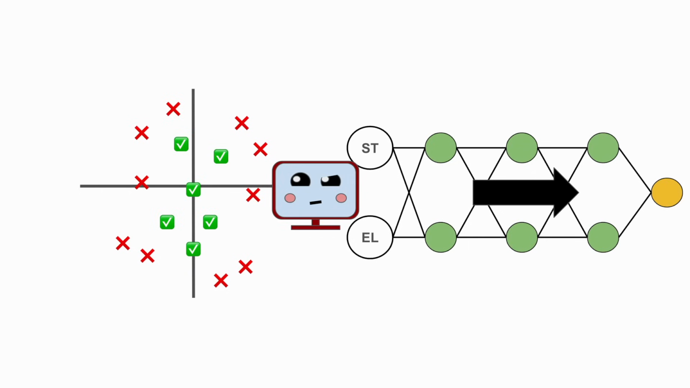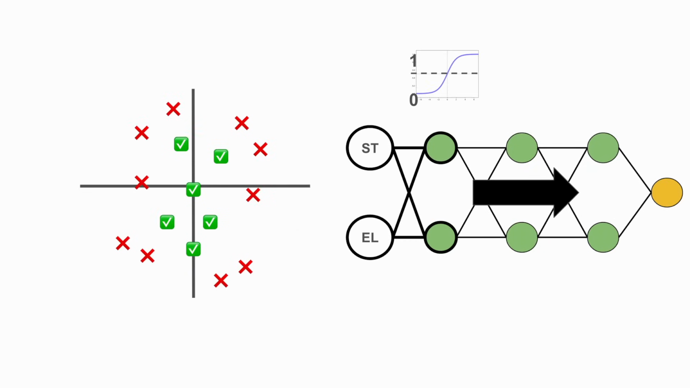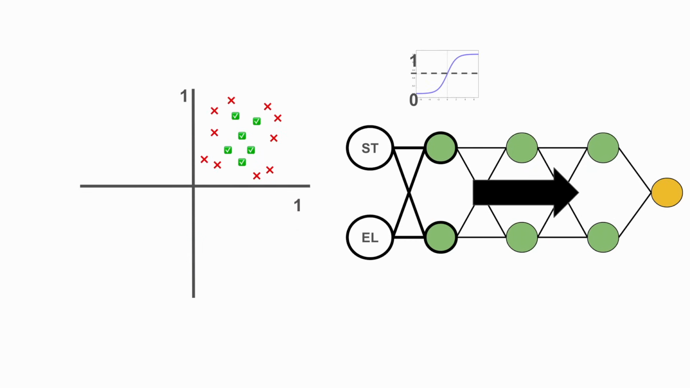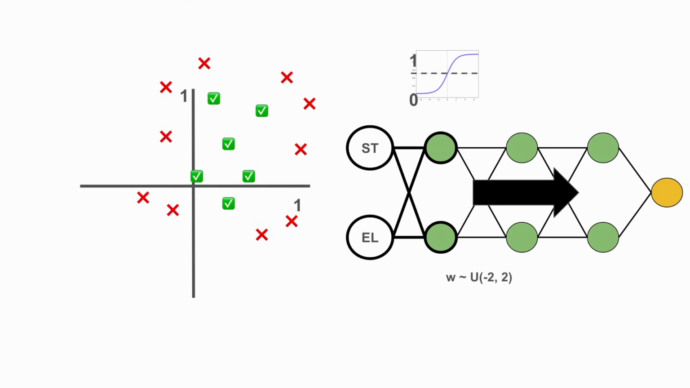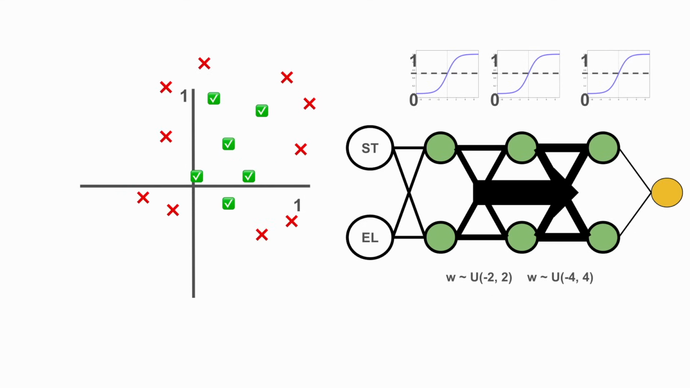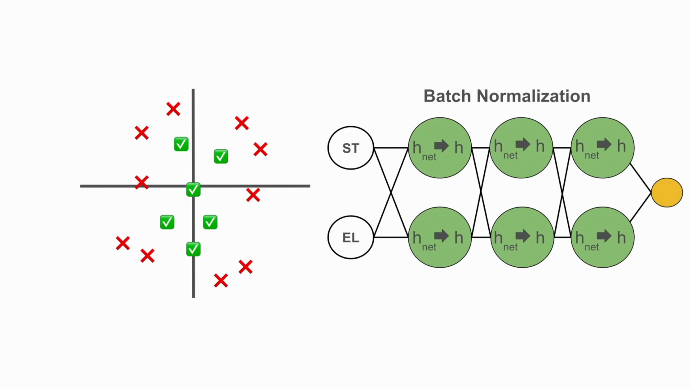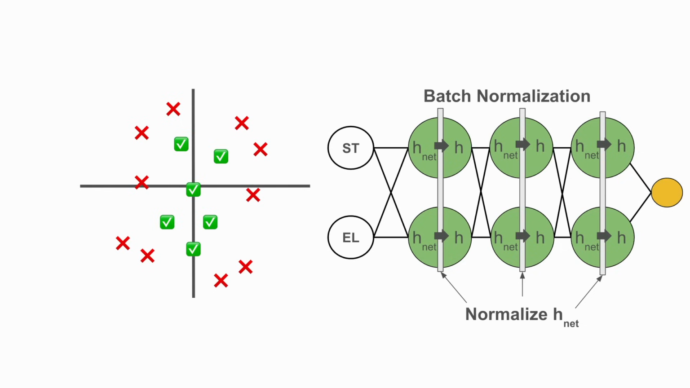But we know this is going to happen in a very predictable way. Knowledge we can use to initialize weights with increasing size throughout the network to counterbalance this squashing and keep the variance constant. One such initialization method is called Xavier initialization. Another solution is called batch normalization, which normalizes h-net before it goes into the sigmoid function of each layer so that all layers behave exactly like the first layer.